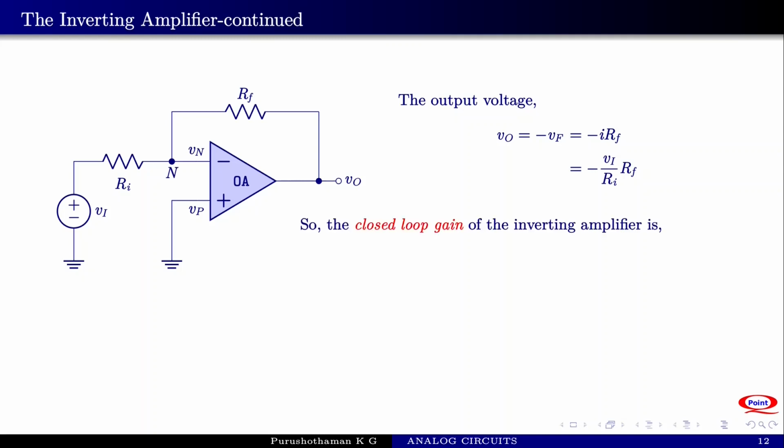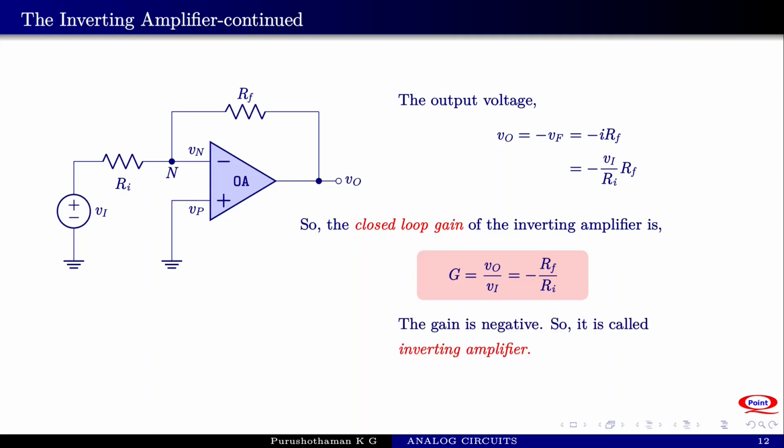So the closed loop gain of the inverting amplifier is, now the gain is called a closed loop gain because there is a feedback. The gain of the amplifier with feedback. We have seen that the gain of the amplifier without feedback is infinite. That is open loop gain. But the closed loop gain is given by this expression. Vo by Vi is the gain which is equal to minus Rf by Ri. That is not infinite, it is finite.